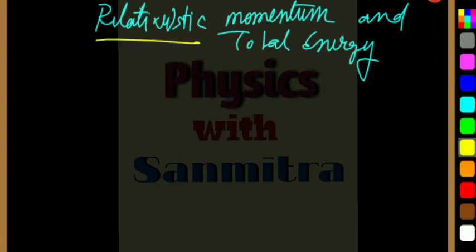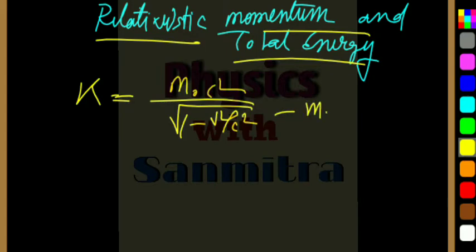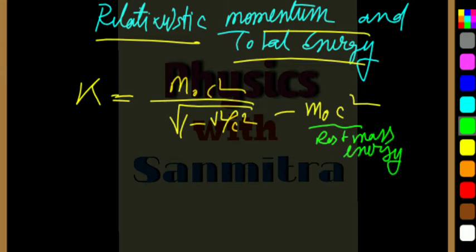Now let's say, we had derived the expression of relativistic kinetic energy in the previous lecture, and that came out to be m naught c square divided by root over of 1 minus v squared by c square, minus m naught c square, where this part was my rest mass energy, and I did not mention what this term was. Okay, let me show you today.